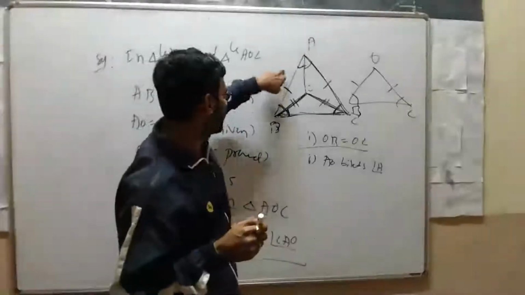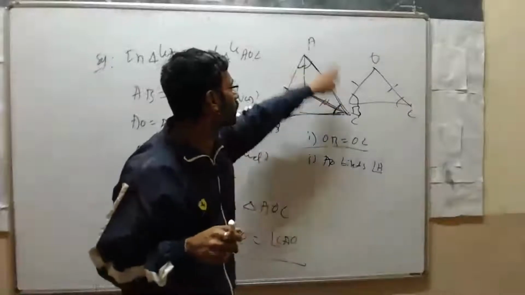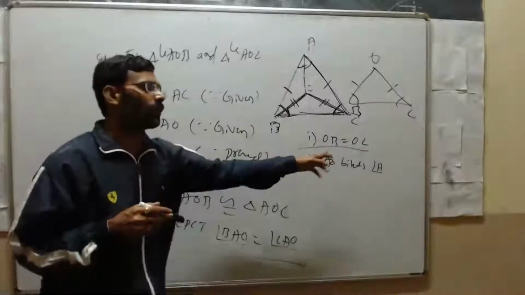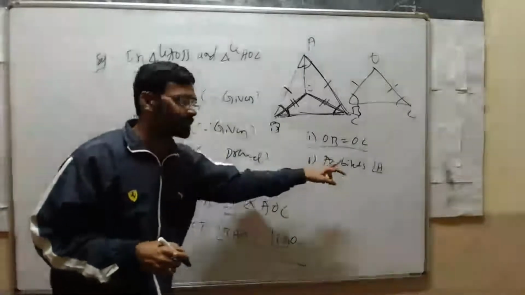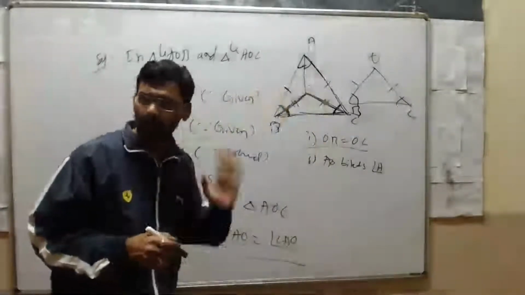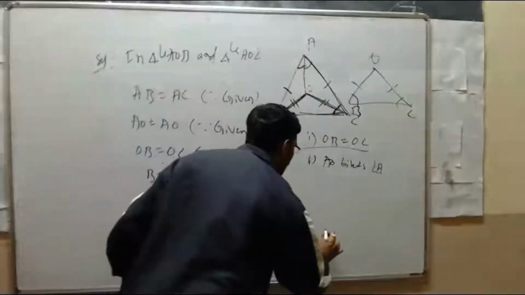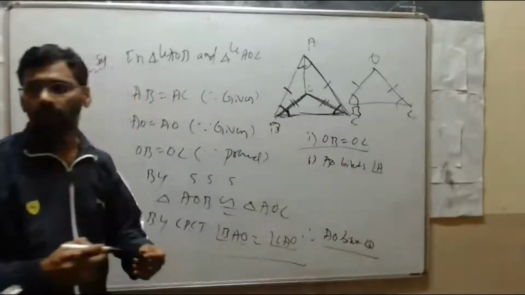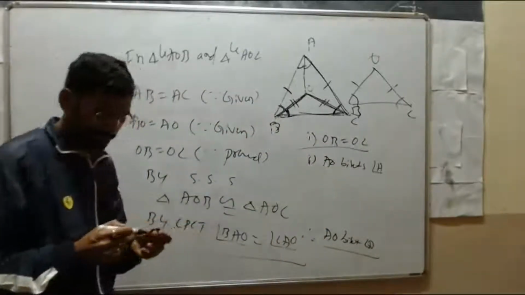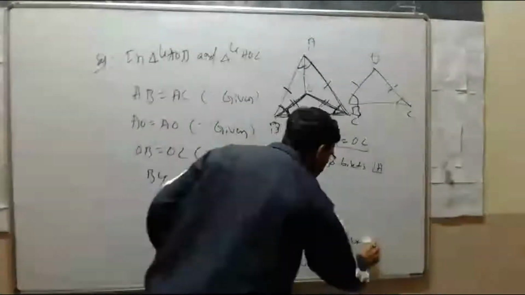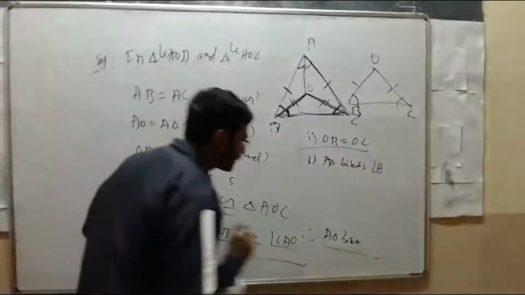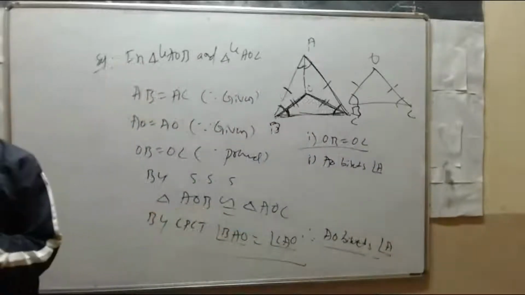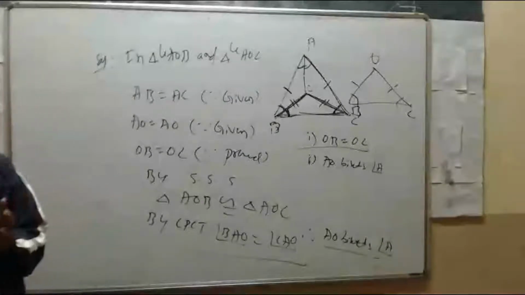Therefore, BAO equals CAO. It means indirectly if two angles are equal, AO bisects angle A, nothing but this part equal to this part. Therefore, AO bisects angle A.